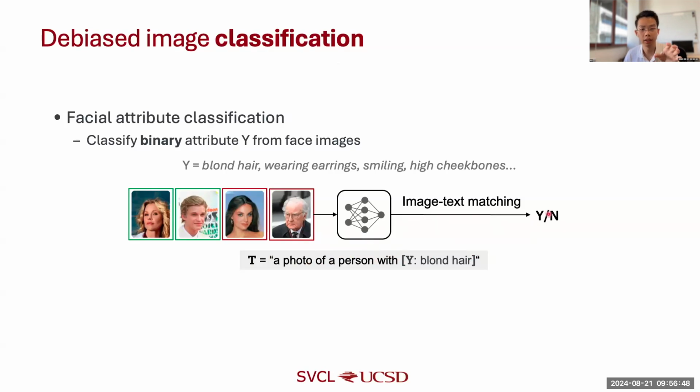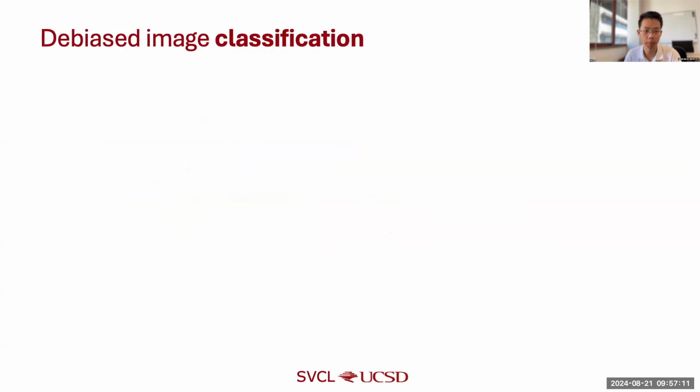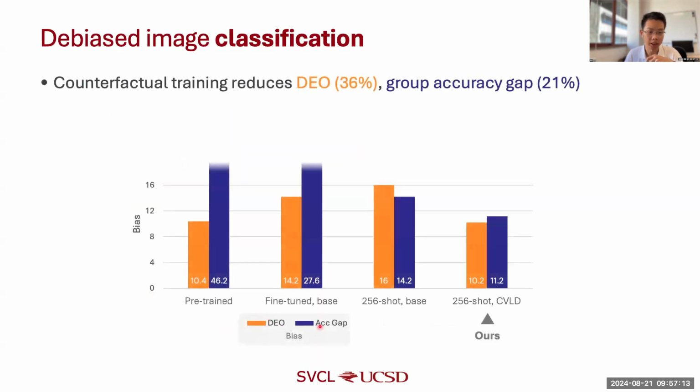So the goal here is to maximize the classification performance in predicting the attributes, while at the same time minimizing the gender bias, that is the performance gap between male and female groups for a given attribute. The bias here is measured by disparity in equal opportunity and group accuracy gap, basically DEO and accuracy gap, here in this plot.